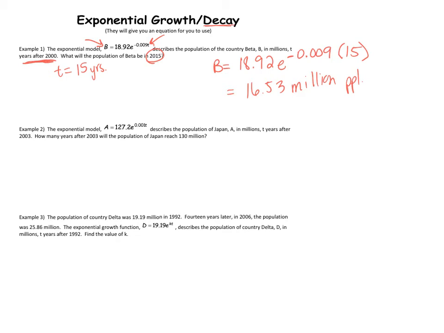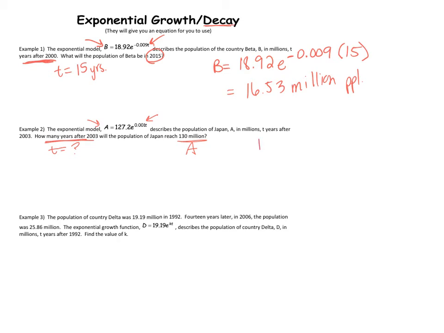They give us an exponential model, and it's going to describe the population of Japan, which is A, in millions, t years after 2003. And they want to know how many years after 2003 will the population reach 130 million. So this time they want to know how many years. So they're looking for t, which means they've given us our a, because remember there's only 2 variables remaining. So they've given us our a and they're looking for t.